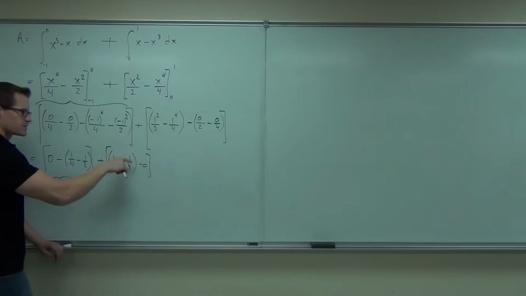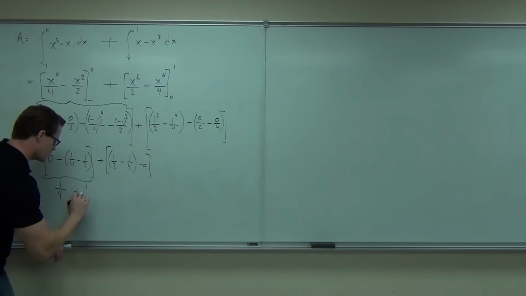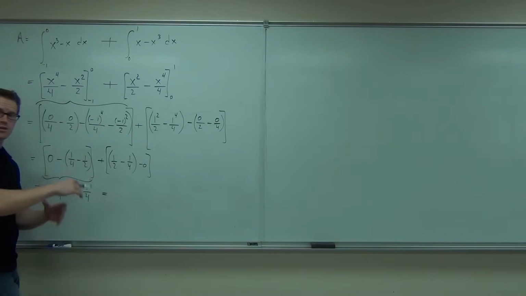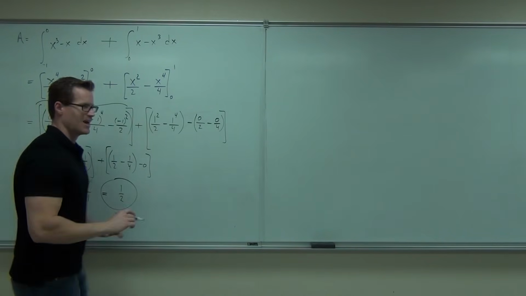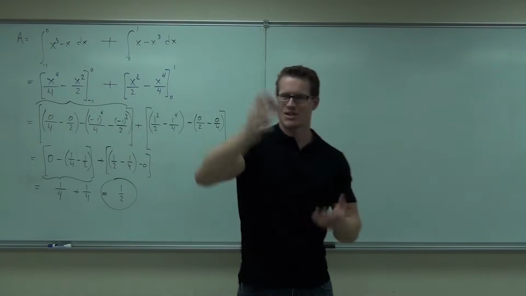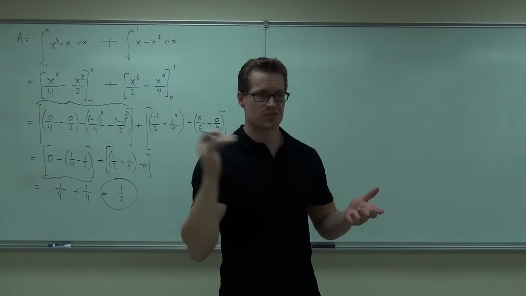Plus this is going to be... altogether you have... how many were able to find an area of 1/2? Which is kind of cool when you think about it. We're able to find now the area between two curves when one of the curves isn't the x-axis.